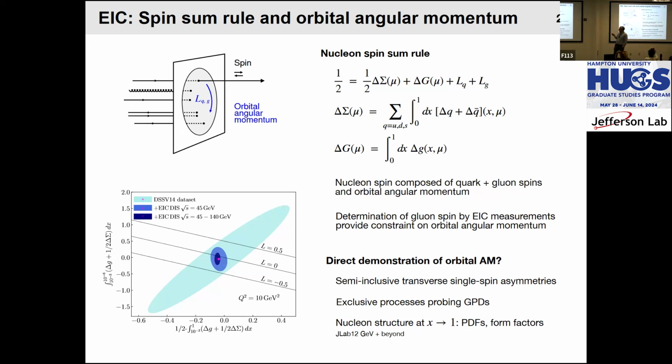And I should say that orbital angular momentum is expected to be particularly large in the valence quark region, especially around x going to 1, and where it shows up in parton densities at large x in the nucleon form factors. And so the Jefferson Lab 12 GeV measurements actually have a good shot at seeing orbital angular momentum at large x.